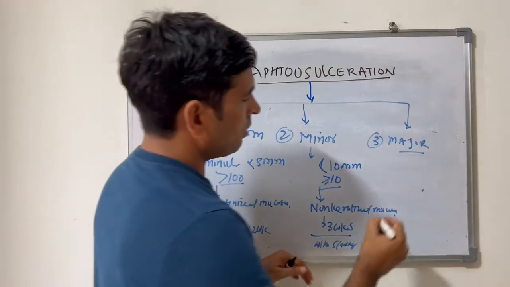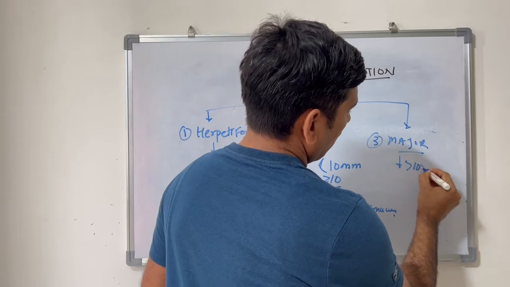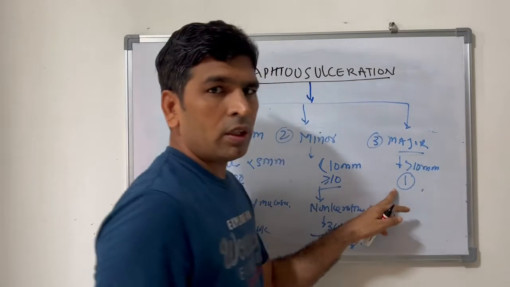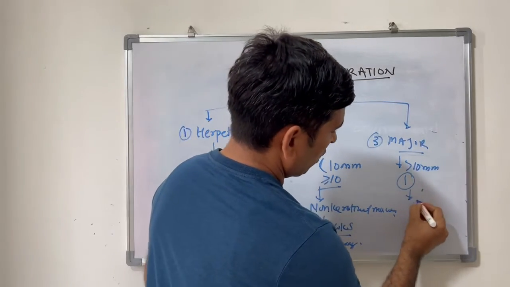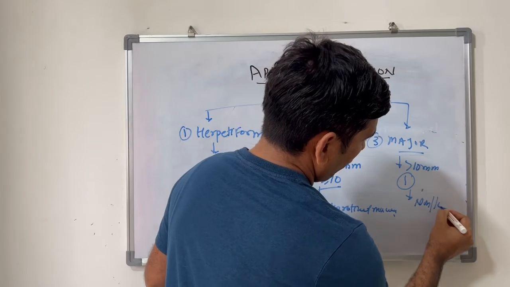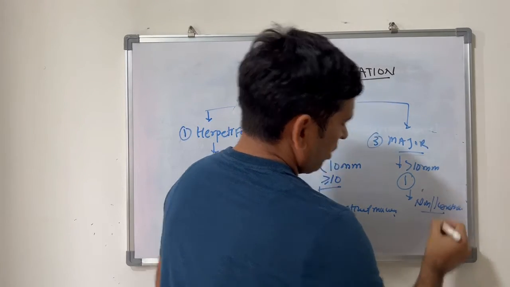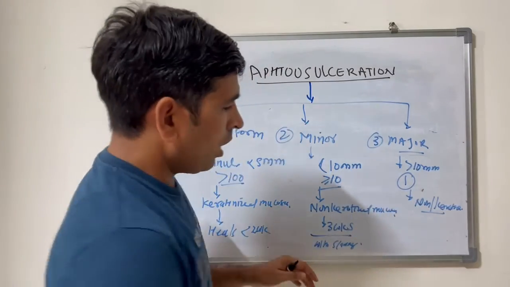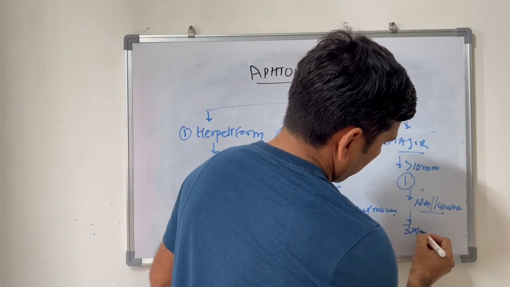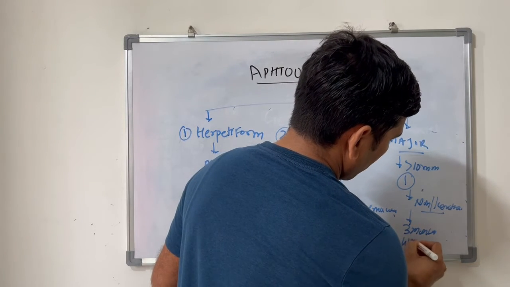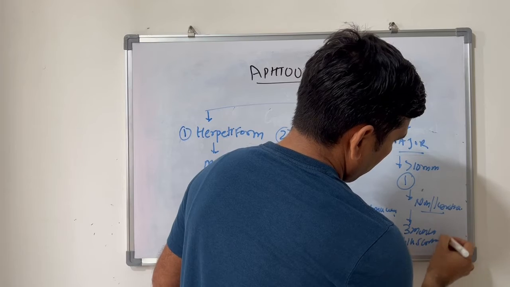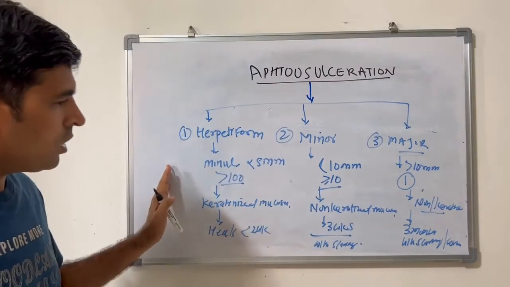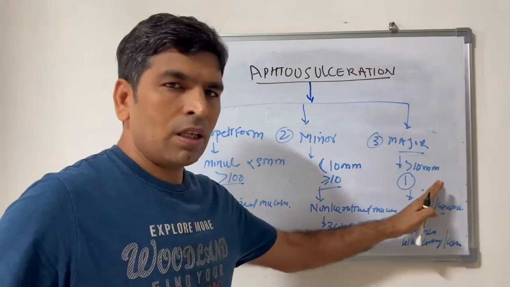Major aphthous ulceration is mainly more than 10 mm in size, and most of the time only one ulcer is there. They may occur on both non-keratinized and keratinized mucosa, in the anterior and posterior part of the oral cavity, and they heal within 3 months. They may heal with scarring or without scarring. So these are the different types of aphthous ulceration.